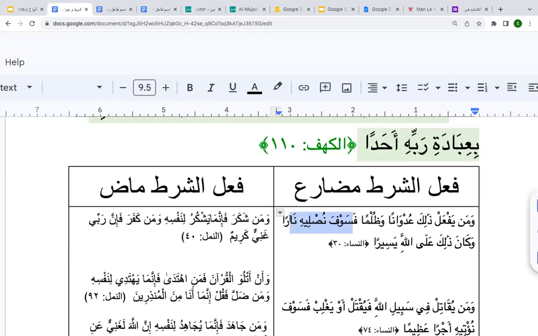Okay, now for sawfa, sawfa is a harf or an ism or a fi'l? I need to know that. It's a harf. La mahalla laha min al-i'rab. Nuslihi. Nusli. What is it?